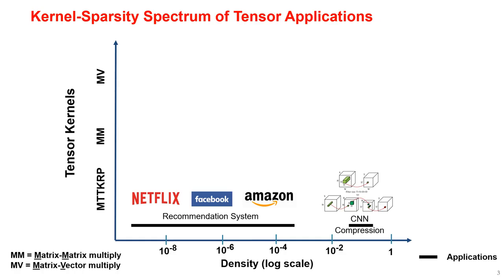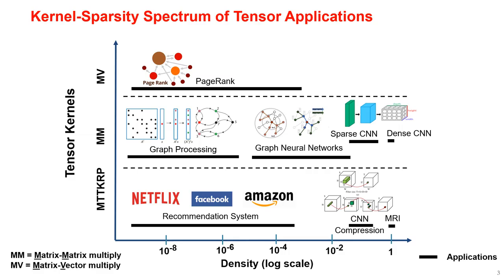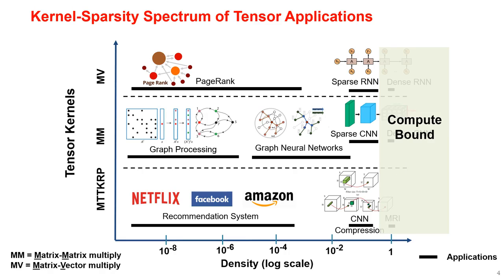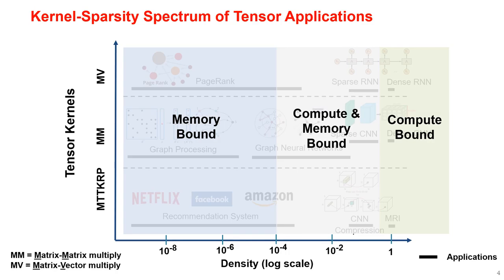Then we have CNN compression, where the densities are between 0.1 and 0.5. For dense MTTKRP, we have MRI. Similarly, for matrix-matrix multiplication, we have graph processing, graph neural networks, and sparse and dense CNNs. And for matrix vector multiplication, we have PageRank and sparse and dense RNNs. Now, the rightmost part of this spectrum consists of dense applications which are primarily compute bound. On the very left, we have sparse applications that operate on very sparse data and are primarily memory bound. And in the middle, we have applications which are both compute and memory bound.